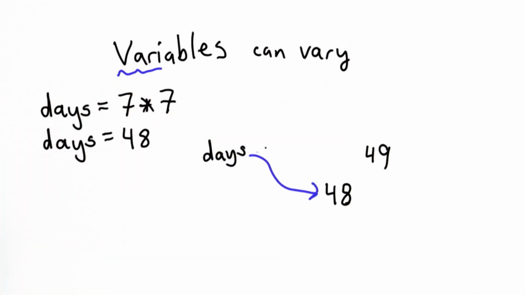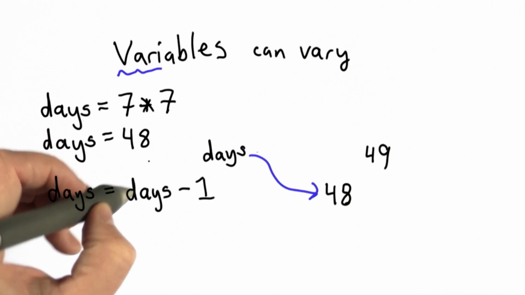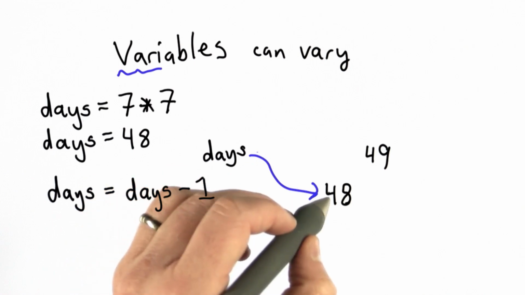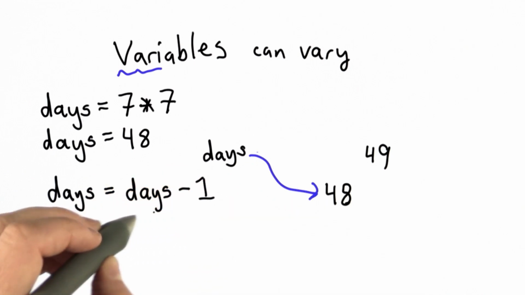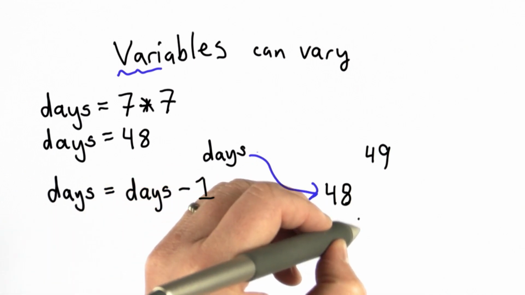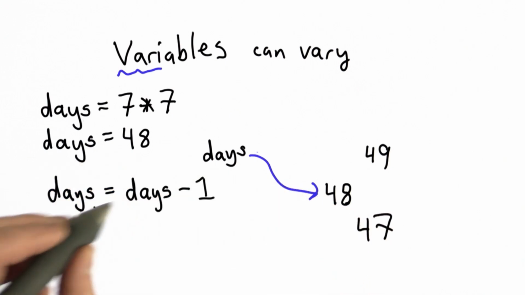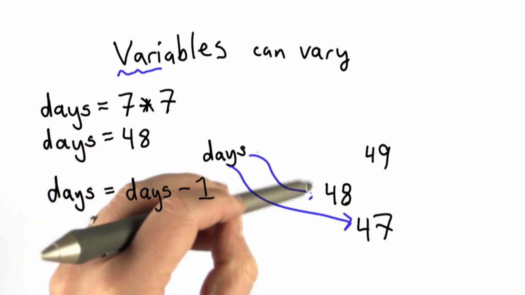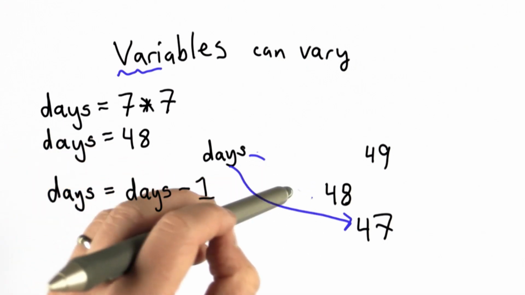Where things get more interesting is we can use variables in their own assignment statements. So here we have an assignment statement where we have the value days minus one, and we assign that to days. So what happens with that assignment? Well, we evaluate the right side first. We look for the value of days, and we see that it refers to 48. We compute days minus one, and we get the value 47. Then we do the assignment that will assign to the variable days. So now days refers to the value 47, no longer refers to 48.